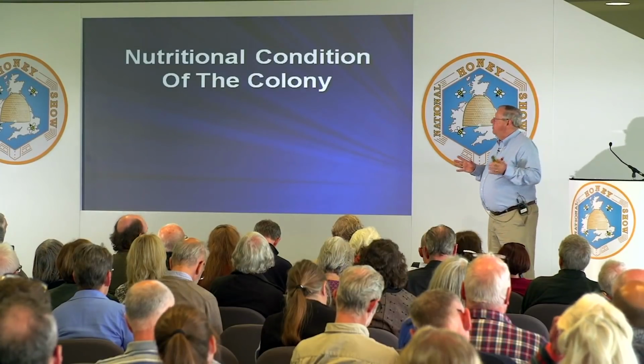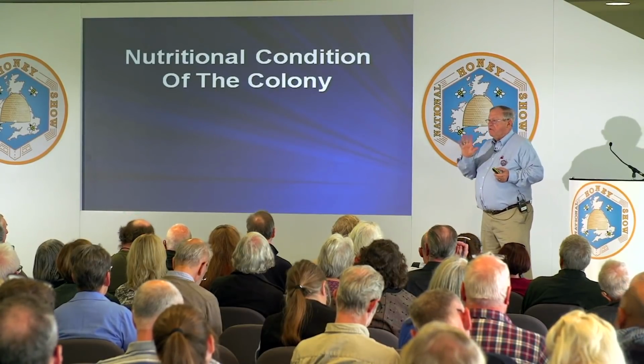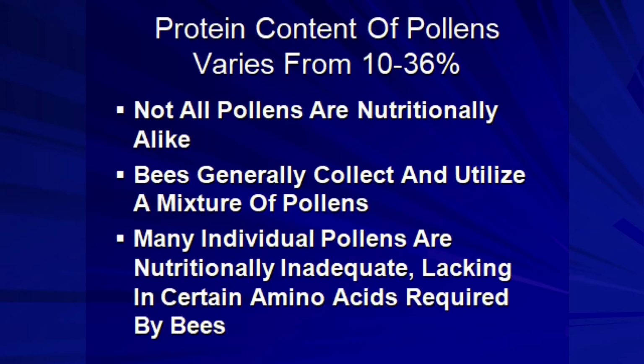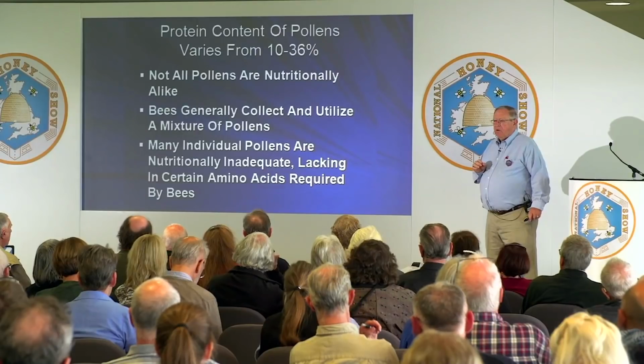The nutritional condition of the colony is going to be extremely important for you to consider as you try to understand bee development. The protein contents of pollens varies from anywhere from 10 to 36% protein. So what's the take-home message? Not all pollens are nutritionally alike. Bees generally collect and utilize a mixture of pollens. Many individual pollens are nutritionally inadequate, lacking in certain amino acids required by bees. What does this boil down to? As you examine your hives, you need to see a diversity of pollen coming in if it's going to be effective in allowing colony development to progress at its maximum rate.